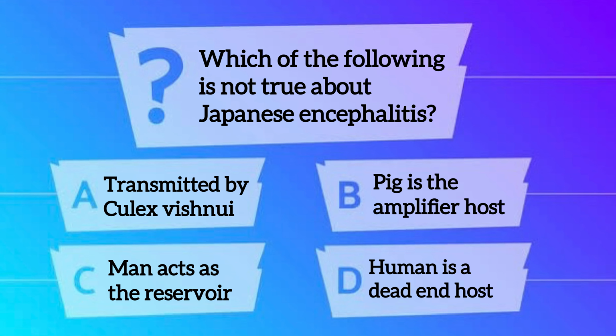So let's move forward to the next question. Which of the following is not true about Japanese encephalitis? Option A transmitted by Culex vishnui. Option B pig is the amplifier host. Option C man acts as the reservoir. And option D human is the dead end host. So which option do you think is the correct one? Well right, option C man acts as the reservoir is not true about Japanese encephalitis.